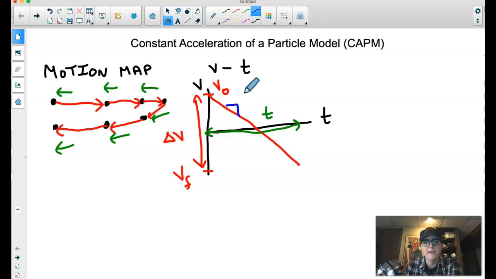We also developed this idea that the slope equals the acceleration, and the area of this graph. I'm going to call this delta x1, and I'm going to call this delta x2. The area of that graph represents how far the object traveled. In this case, I split it into how far it travels one way, how far it travels the other.